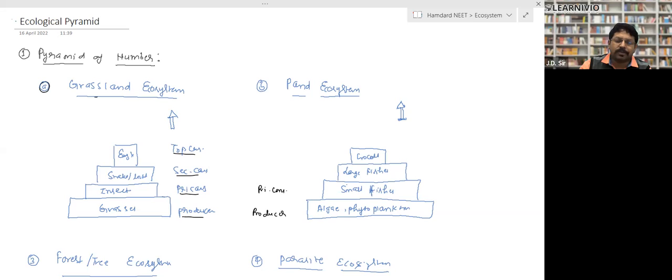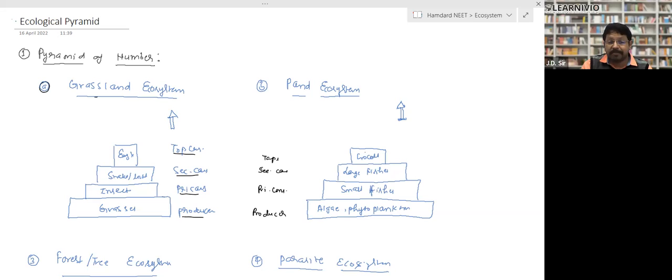Then these small fishes are eaten by the larger fishes, right? These large fishes, which are carnivores, are the secondary consumers. So even their number will be lesser in comparison to herbivorous small fishes. Now there will be very few crocodiles which must be eating these large fishes, right? So they are the top consumer. Even in the pond ecosystem, this is upright, right? So the pyramid of number in a pond ecosystem is upright.